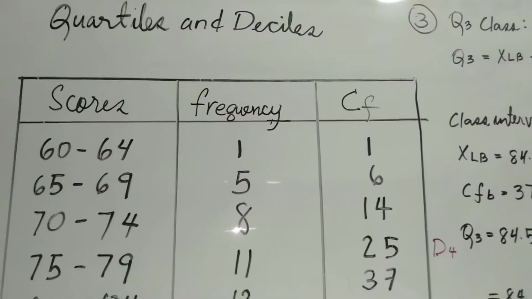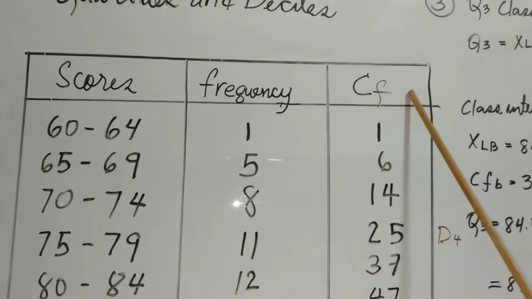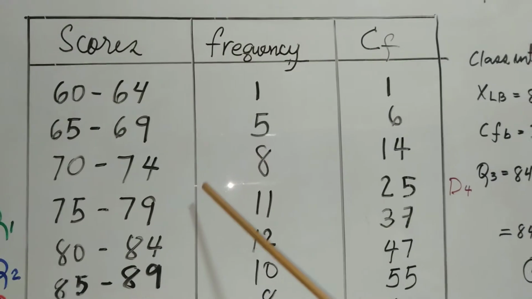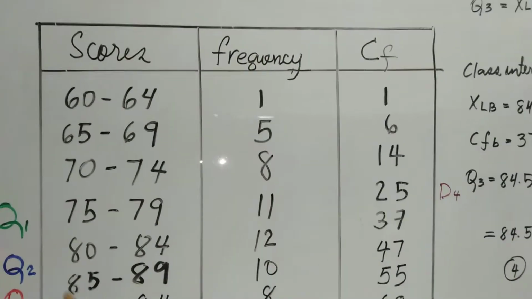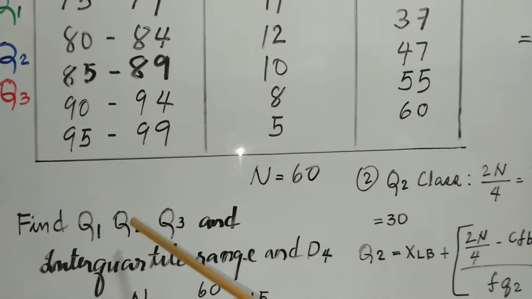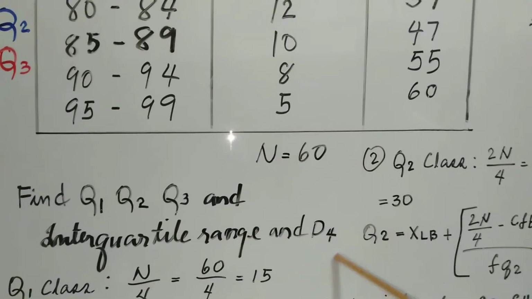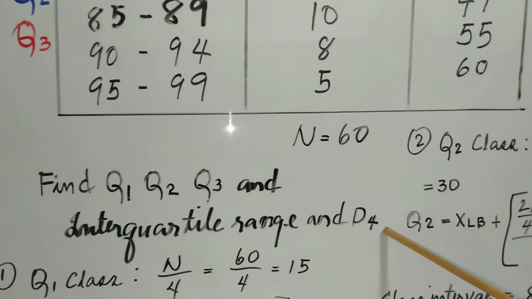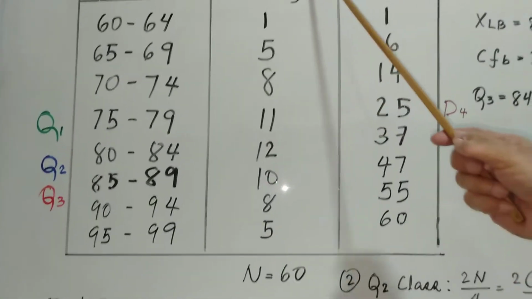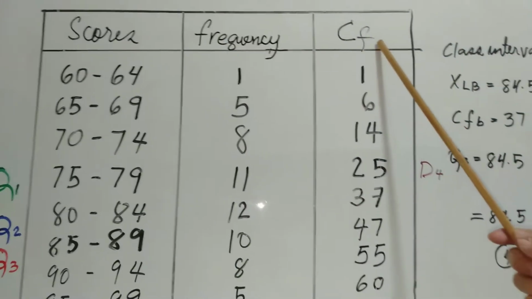So we are given this table here for scores, frequency, and cumulative frequency. And we are asked to find the first quartile, second quartile, third quartile, and interquartile range, and the fourth decile. Most of the time we are given only the scores and frequency, and we're going to compute for the cumulative frequency.